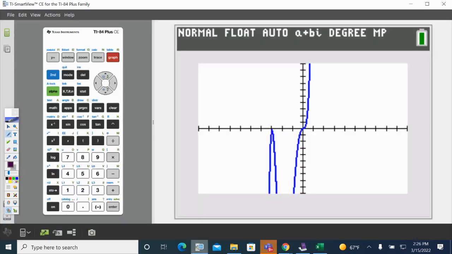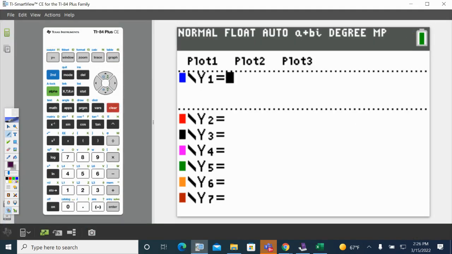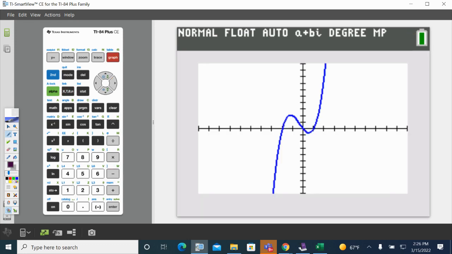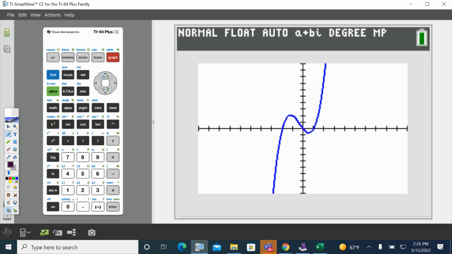We've got x cubed. I'm going to clear this out. I've got x cubed plus x squared minus 2x. So let's look at another. We should see 3 answers. This is a cubic function. We should see 3. It does hit the x-axis 3 times.